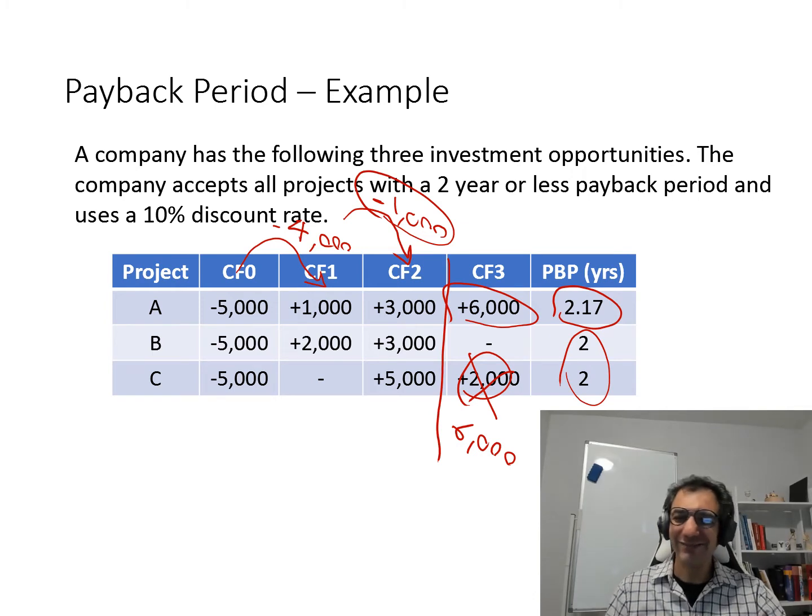Does it make sense? Most probably not, because you see that in, for example, project C, you are ignoring the cash flows after year 2. Project B, there is no cash flow in year 3. And in project A, there is a good chunk of money which you receive during year 3, which again, you are ignoring the whole project because you couldn't get your money back within 2 years.